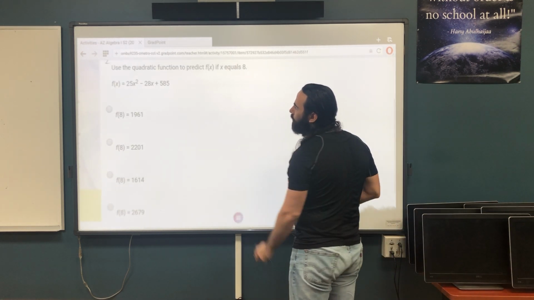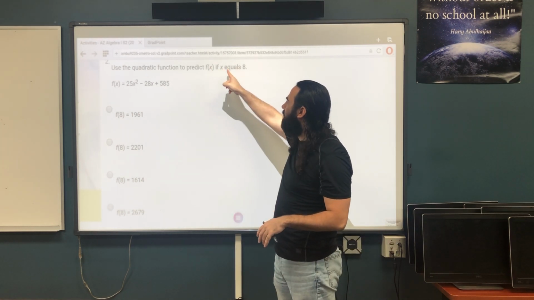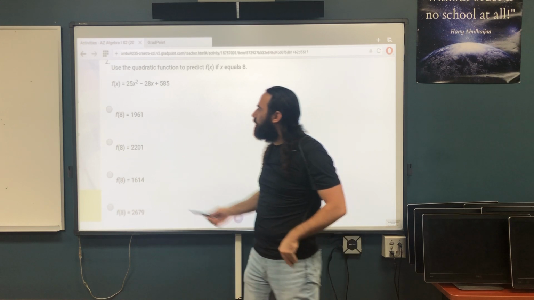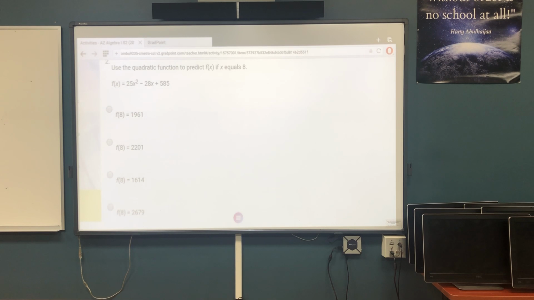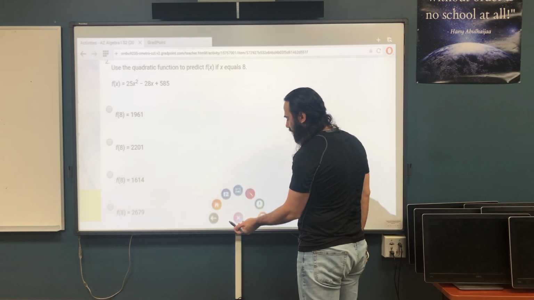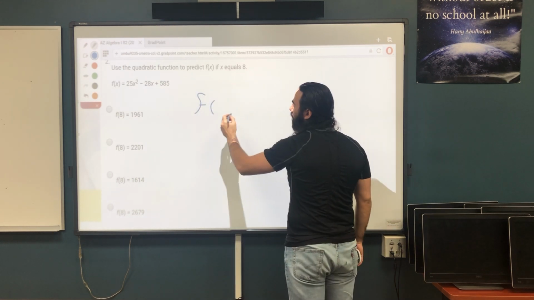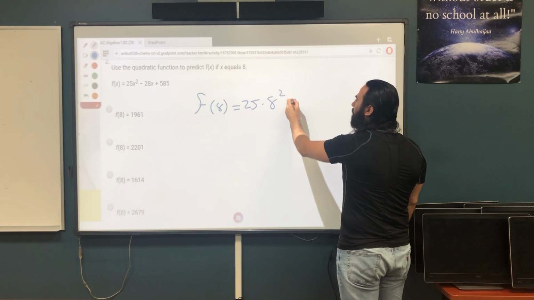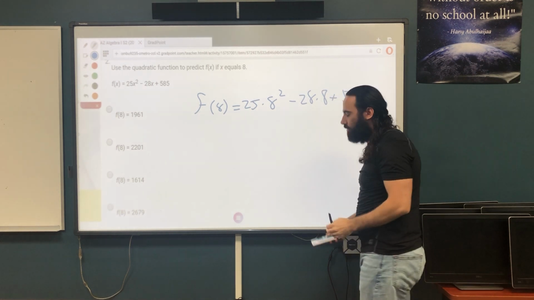Use the quadratic functions to predict f of x, which is the same as the y value, f of x equals 8. So he gave us that x is equal to 8. So all you need to do is plug in 8 and use a calculator and get the answer. In this case, I'm just going to do this one because it's easy. So f, the x value now is 8, equals 25 times 8 squared minus 28 times 8 plus 585. And you get the answer.